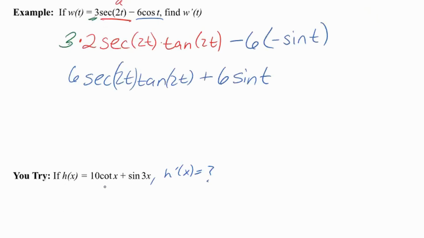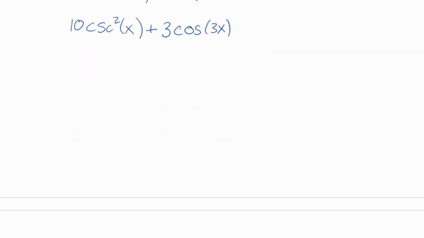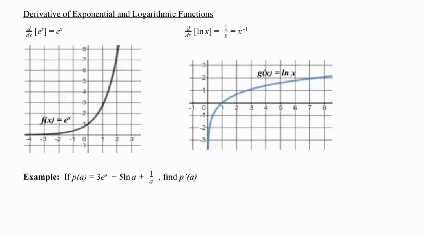So let's do that out. So we have 10 cotangent x. We pull that 10 out. Derivative of cotangent is cosecant squared of x. Derivative of sine of 3x, we pull that 3 to the front, plus 3 times cosine of 3x. Voila, we're done. Now let's look at exponentials and logarithms.